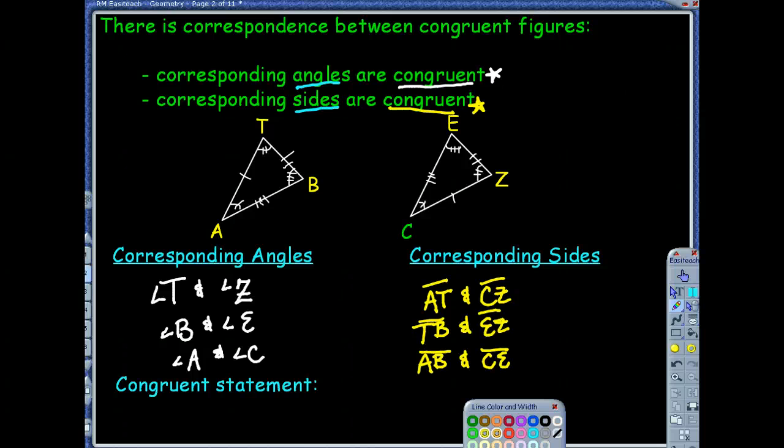Now, congruent statement. This is a way to talk about those triangles. Would you agree that, first of all, these triangles are congruent? Yes, because they have 6 congruent corresponding parts. Right. So when we're writing a congruent statement, we want to talk about what triangle is congruent to what triangle. What we need to be careful of is that we want to keep all the corresponding parts in order.